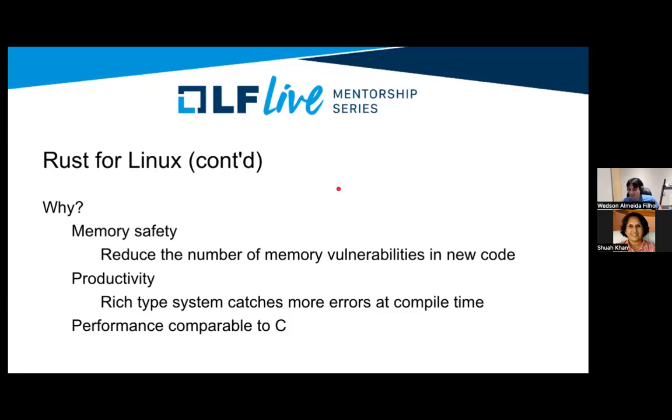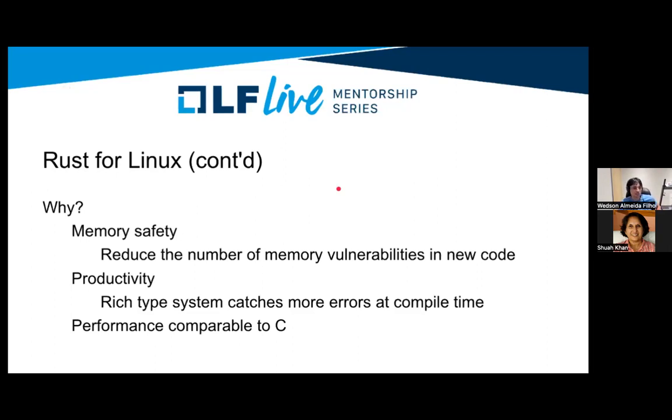Rust is a memory safe language, and researchers have actually worked on formally verifying these properties of the language. What this gives us is a reduced number of memory vulnerabilities in new code. So the idea is that once Rust is made an official language in the Linux kernel, new code could be written in Rust, and this new code would have fewer vulnerabilities than if it had been written in C. Not because programmers are better or worse, it's just that the language will catch things for you sooner.